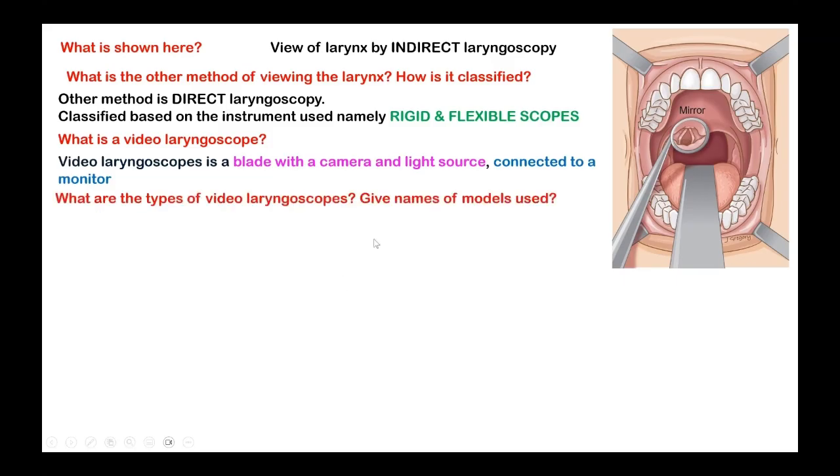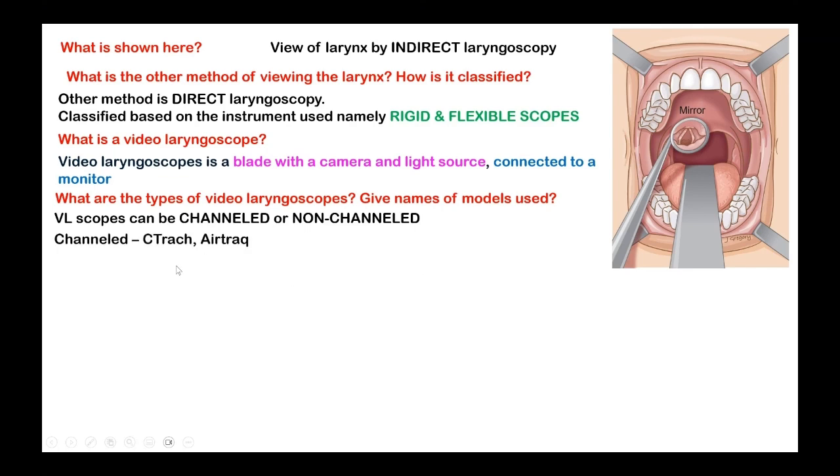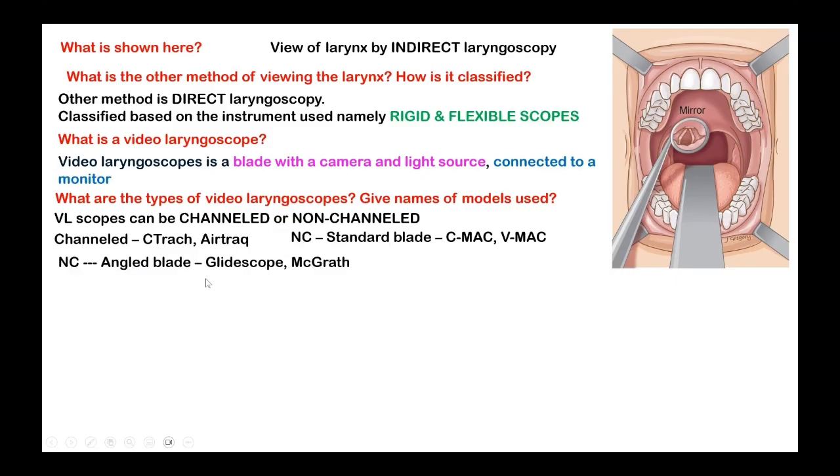What are the types of video laryngoscope? Give names of some of the models used. Channeled, non-channeled. Channeled and non-channeled, very good. Scopes can be channeled or not channeled. Channeled examples are C-Trach and A-Trach. Non-channeled can be a standard blade video scope, C-MAC or V-MAC, or it can be an angled blade, like Glidescope and McGrath. What are the advantages of video laryngoscopy?